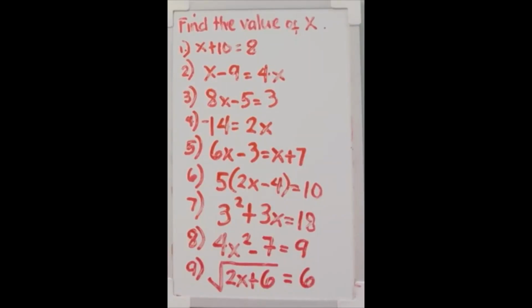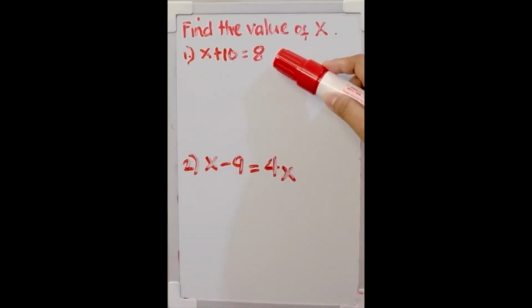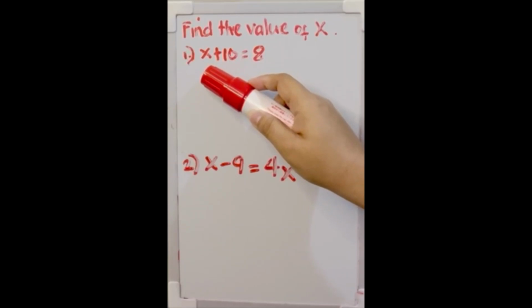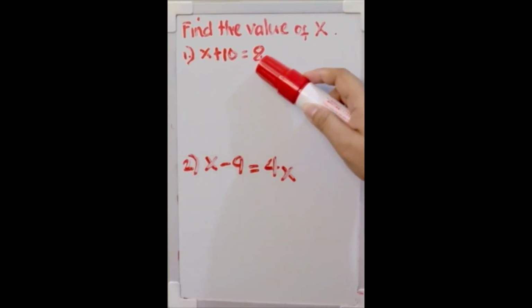Hello viewers, in this video we will discuss how to find the value of x in these algebraic equations. So we have different algebraic equations here. We're going to solve this one by one. The first equation here, we have x plus 10 equal to 8. X is the variable while 10 and 8 are the constants.